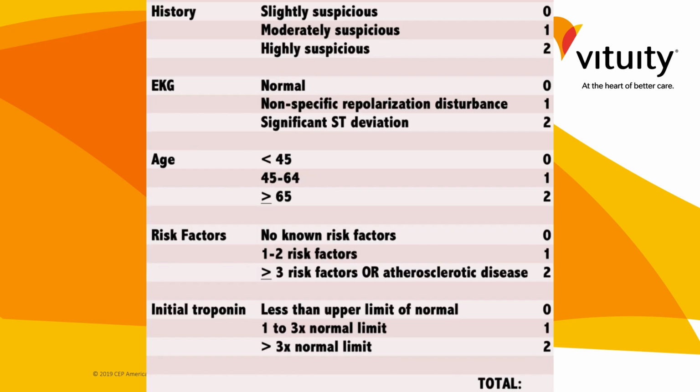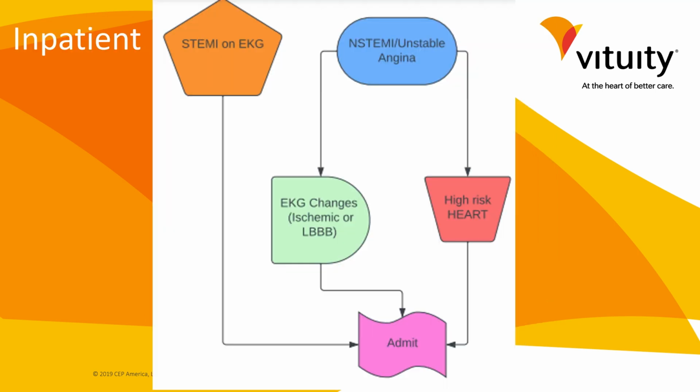What's the heart score? Here is the heart score. We'll be using this in conjunction with our high sensitivity troponin soon, so getting familiar with it is a good idea. A low heart score is 0 to 3, a moderate heart score is 4 to 6, and a high heart score is 7 to 10. Remember, we admit patients for inpatient with a high heart score of 7 to 10. You must use one of the two shown pathways for NSTEMI or unstable angina to meet criteria for inpatient admission.